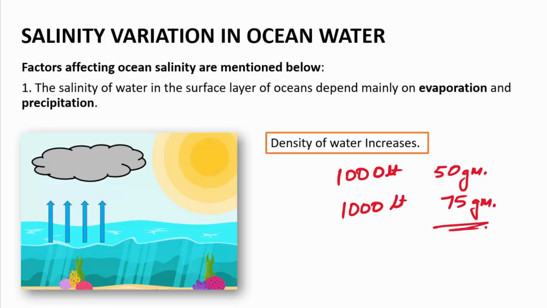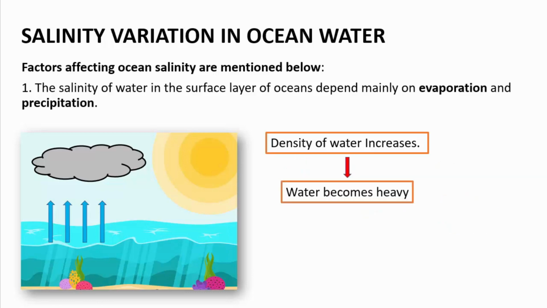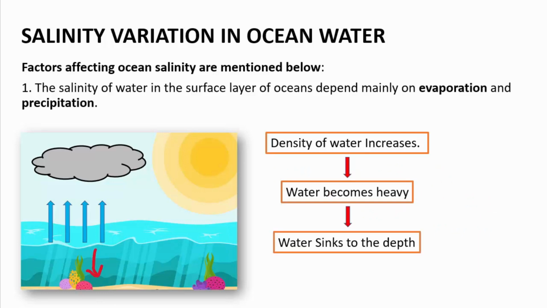Now this means that the concentration of that particular water is increased, thus the density of that water increases. Now what happens if the density of water increases? That particular water becomes heavy, and due to the fact that it becomes heavy, it tries to sink and goes to the deeper depths of the oceans, right?